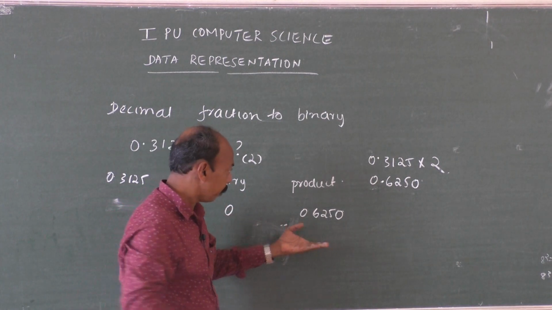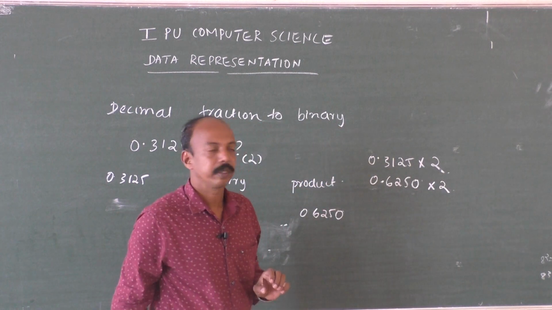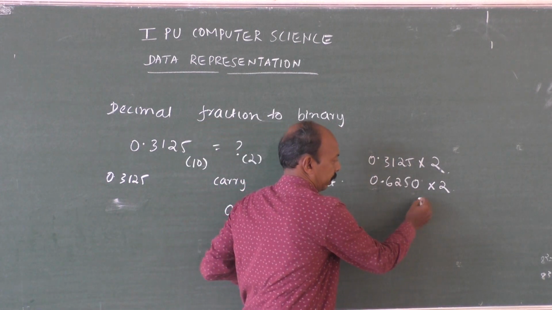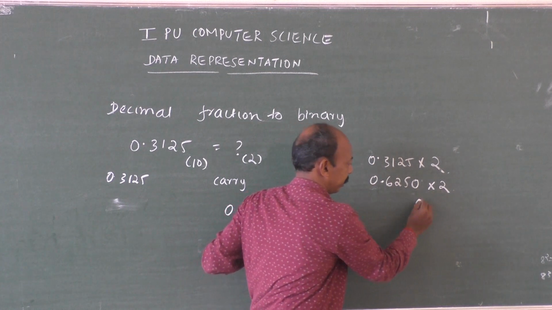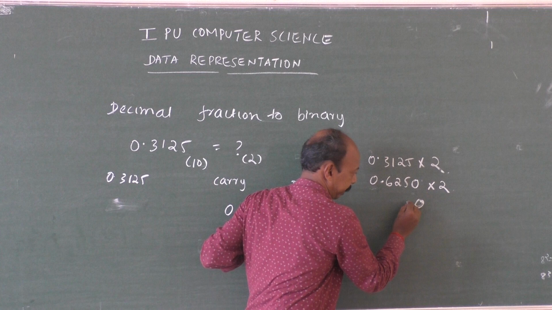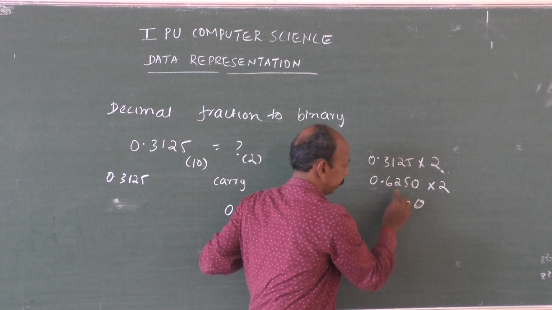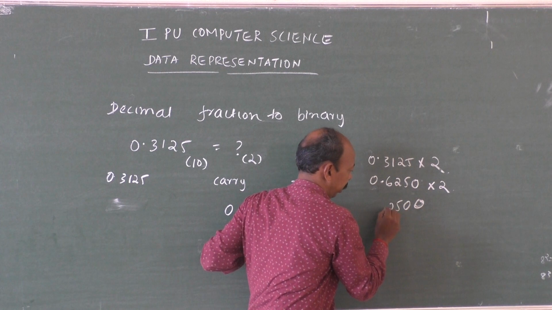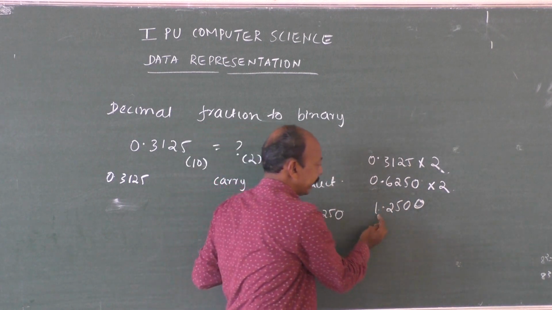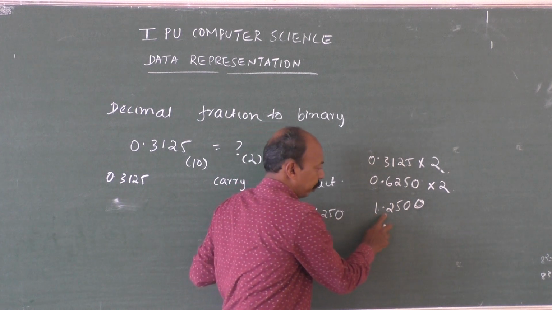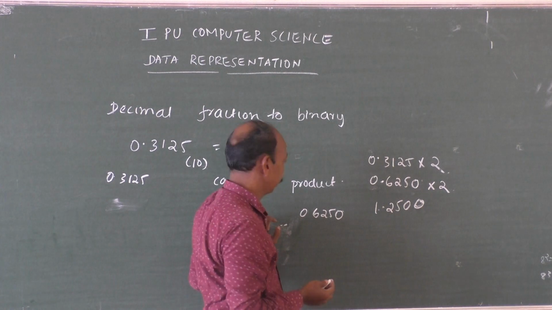Next step, once again you have to multiply by 2. What we will get? 0, double this, that is add twice, 0, 5, 5, 10, 1 in hand, 4, 5, 6, 6, 12, 1. There is a carry here, 1.2500. We can write it as 1.25 also, no problem.